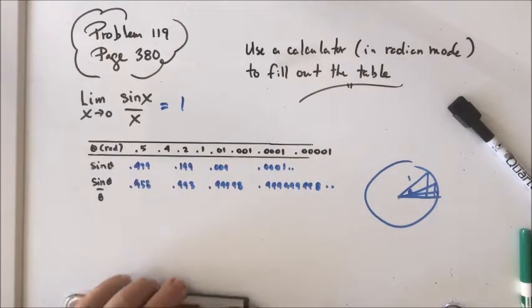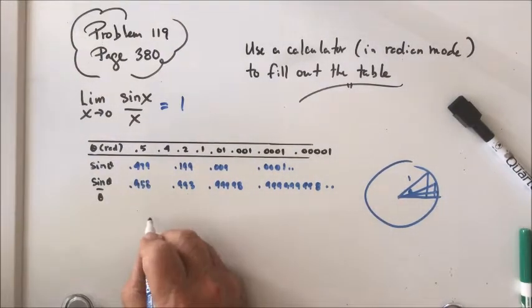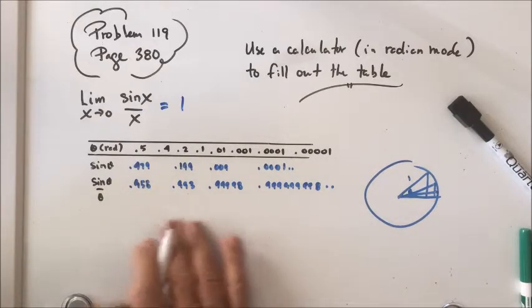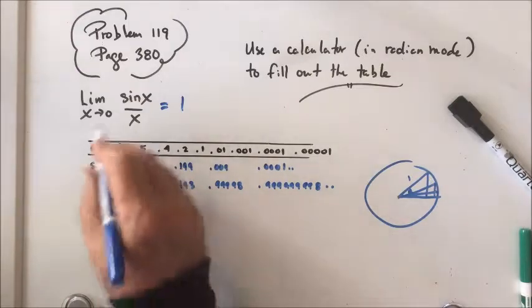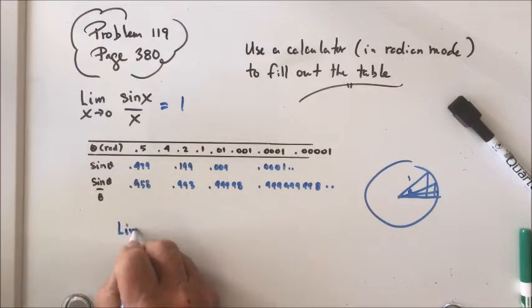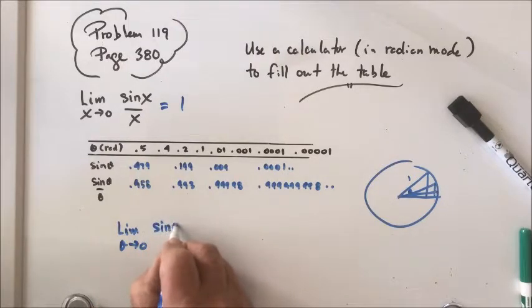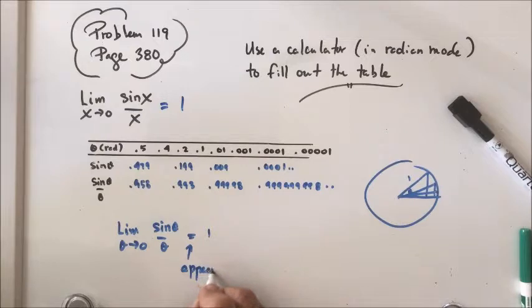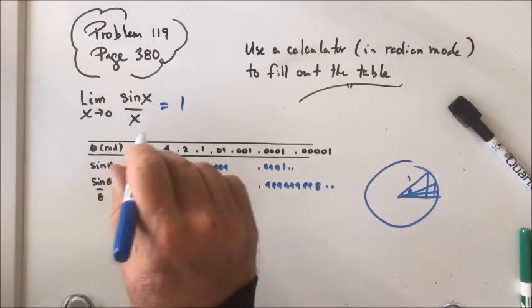Okay, so indeed, as promised, look at this. How do I want to write this? The answer to the question is that indeed the limit as theta goes to 0 of sine of theta divided by theta appears to be, and I'm going to say appears to be, we didn't prove anything, 1. And in fact, as I said up here, we can do a geometric proof that shows that is the case.